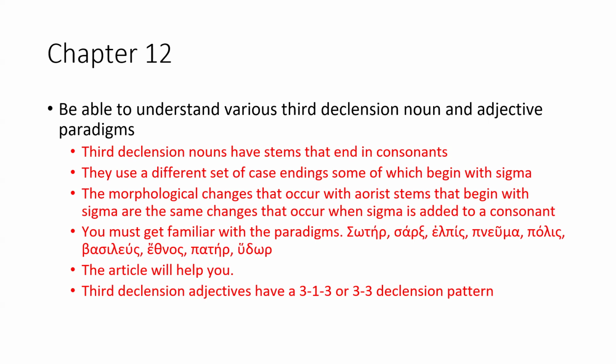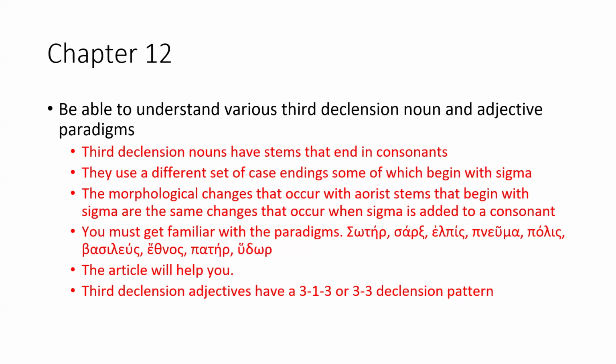They use a different set of case endings, some of which begin with a sigma. The morphological changes that occur with aorist stems that begin with sigma are the same changes that occur when sigma is added to a consonant. So for example, if you get a kappa and a sigma together, it becomes a xi, as in sarx.